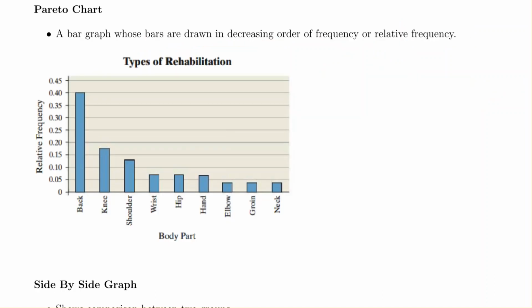A Pareto chart is a bar graph whose bars are drawn in decreasing order of frequency or relative frequency. So a Pareto chart is just a type of bar graph, but it organizes the bars into decreasing order. In this case, with the same example, back has the most relative frequency, about 40%, then knee, then shoulder.